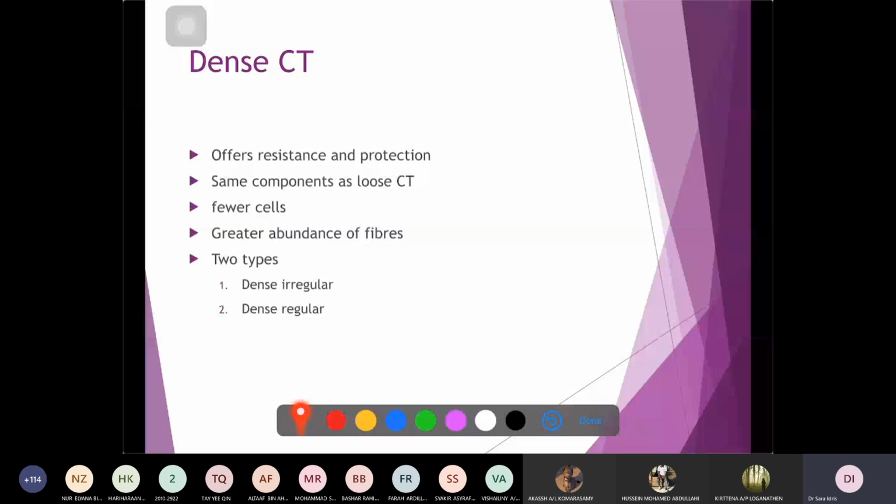Loose is very loose; there are not a lot of fibers. But in dense connective tissue, you have a lot of fibers, making it very, very dense. You don't have a lot of space in between. You can have dense irregular or dense regular, depending on how the fibers are organized.